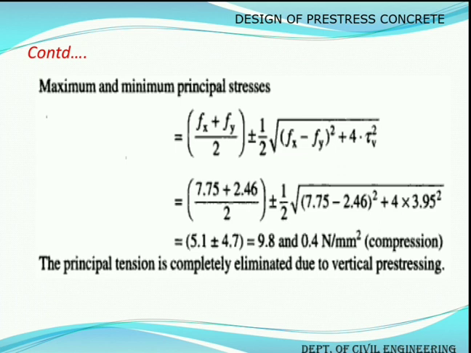For the maximum and minimum principal stresses, applying the formulas and substituting all the values, we get the stresses as 9.8 and 0.4. Both are positive. That means with the application of vertical pre-stressing, we are able to convert the tensile stresses into compressive stresses, and hence there are no tensile stresses existing. Both the values of the principal stresses are positive.